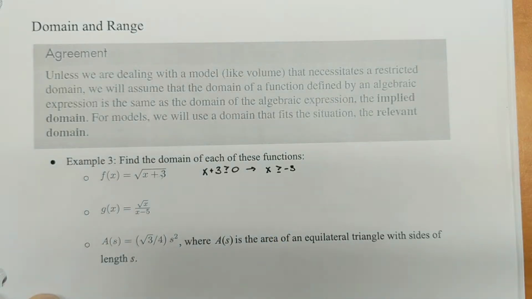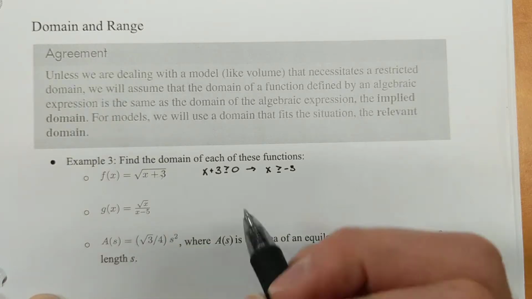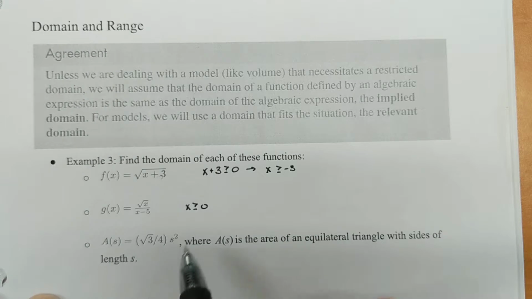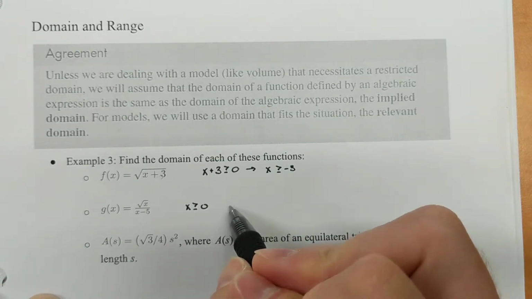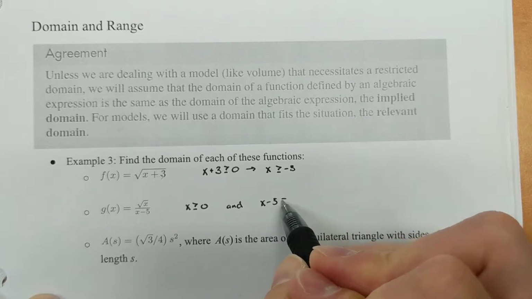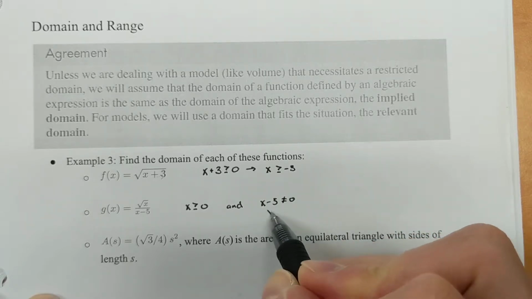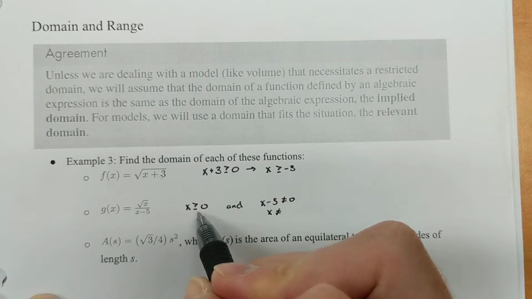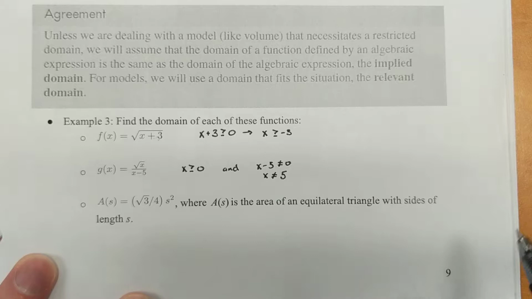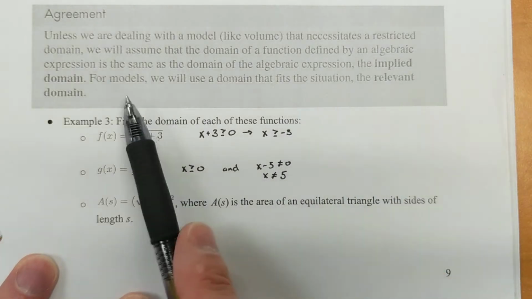That's the domain. For g, I actually have 2 things to check. I have the root, so pull its inside out, set it greater than or equal to 0. So that one's done. But I also have the fraction. The denominator of the fraction cannot equal 0, because then I would be dividing by 0. So x must be greater than or equal to 0, and x cannot equal 5. So you can use any number in that equation as long as it's greater than or equal to 0 and not 5.